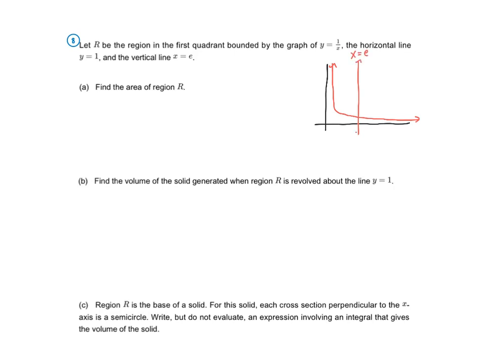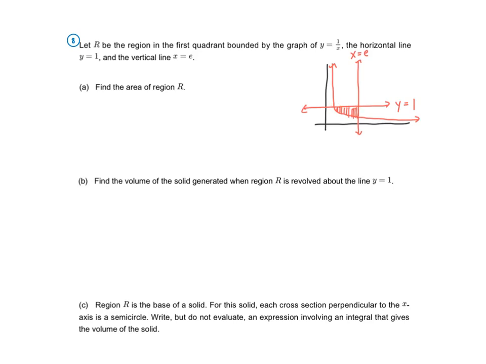Like 2 point something, so that'll be, let's say, right there. Oh, bounded in the first quadrant, okay. And then y equals 1. This one. Okay, y equals that. Y equals 1. X equals e. Okay, so we want to find that area.